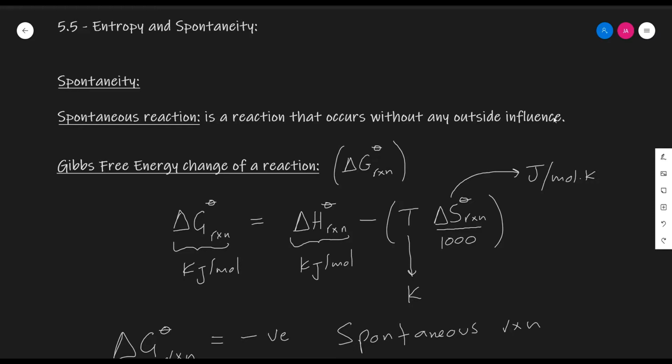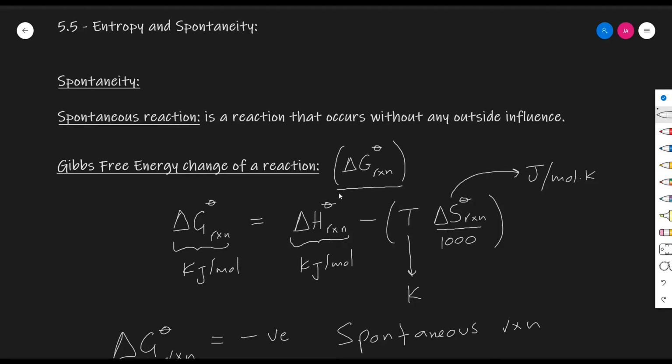The spontaneity of a reaction is determined using the Gibbs free energy change of a reaction. Gibbs free energy change of a reaction, which is given the symbol delta G standard of a reaction, as stated here.